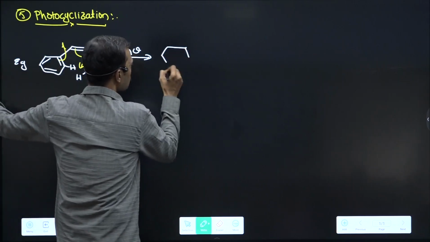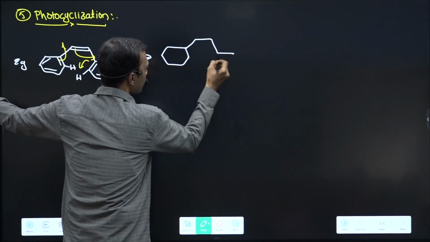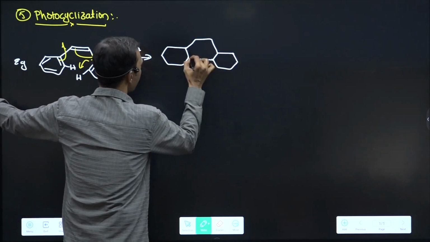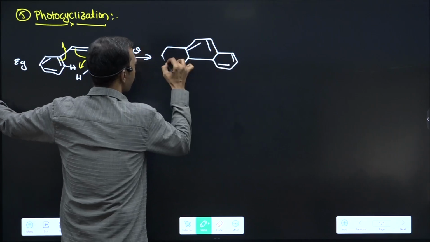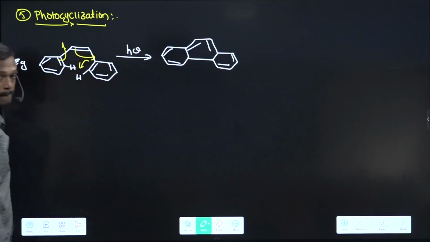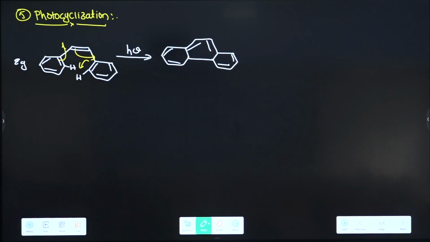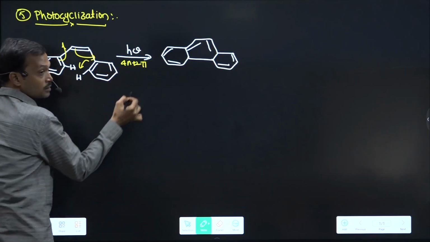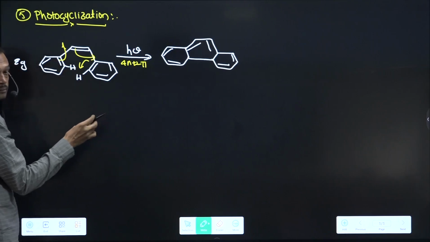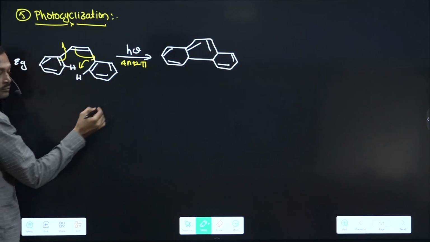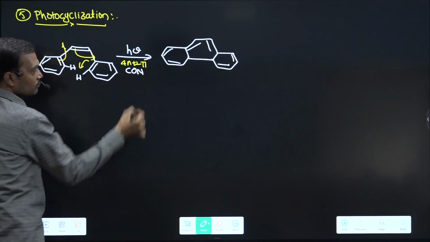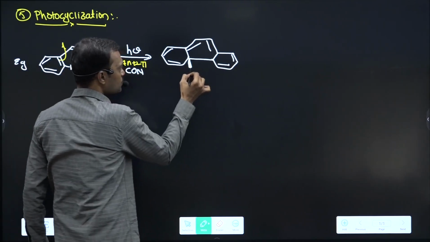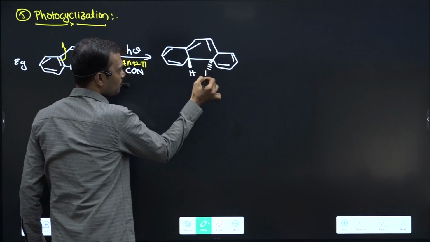Now photochemically, what is the mode of rotation? Conrotation or disrotation? Is it 4n plus 2 or 4n pi? It is a 4n plus 2 pi system, 4n plus 2 photochemical. So conrotation. With conrotation, here trans becomes trans. This is trans becoming trans.